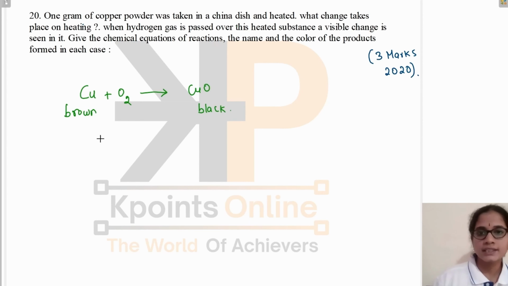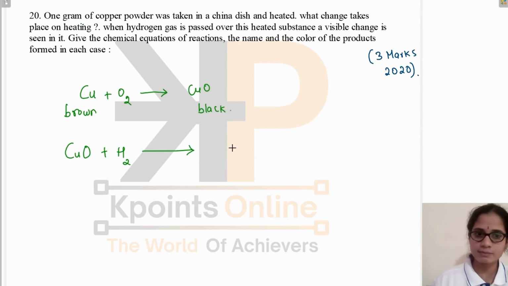Again, what happens if you heat this substance by passing hydrogen over it? When copper oxide is heated by passing hydrogen over it, the reverse reaction takes place to form copper back and water is formed here.